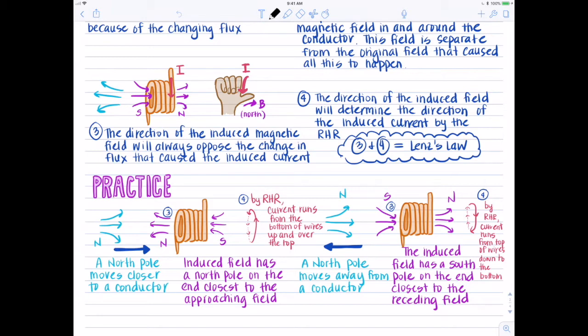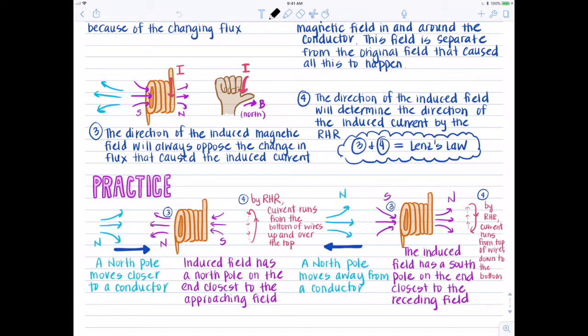Now you can see here, if I align my thumb to the left of the coils using right hand rule, then the current would run from the bottom of the wires up and over the top. So it's the reverse of the picture of right hand rule that you see above. We orient our thumb pointing to the left, and then we see that our fingers curl up from the bottom and over the top.